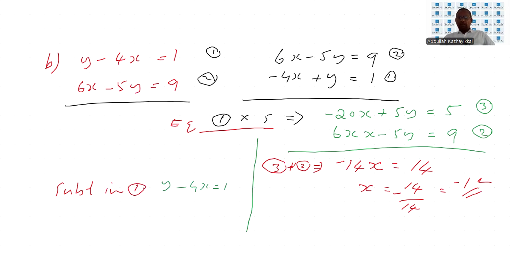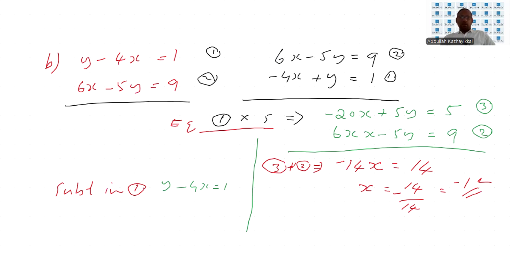What is the value of x here? Minus 1. Please substitute that in equation 1, y minus 4x, where x is equal to minus 1. All of you please substitute that. Okay, Asna, please substitute. Now, x is equal to minus 1. Do you agree minus 4x plus y is equal to 1 is exactly the same as y minus 4x? Any confusion? Michelle, any confusion?